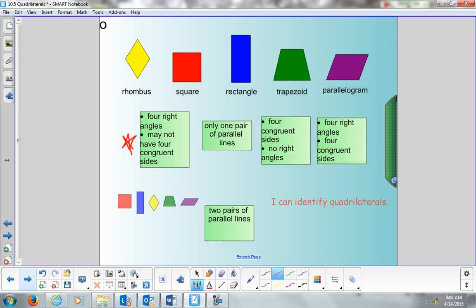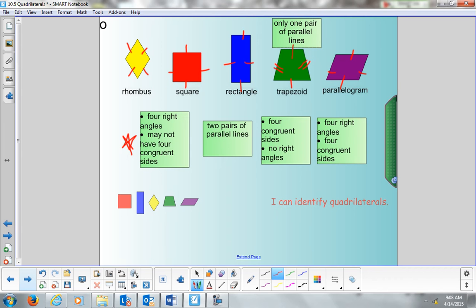All right, so only one pair of parallel lines. So let's look at this and see if there's parallel lines. Well, there's parallel lines here and here, so that's not going to work. Parallel lines here and here, so that's not going to work. Parallel lines here and here, so that's not going to work. Parallel lines here, oh, but not here. So that may not work. Let's check this last one. Parallel lines here, parallel lines here. So this has to go with trapezoid.